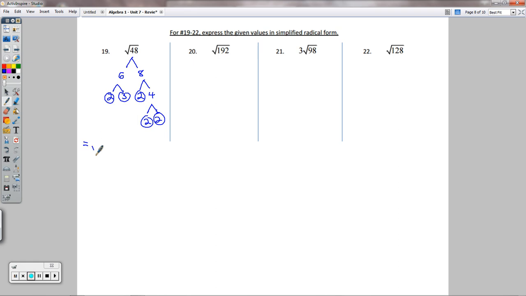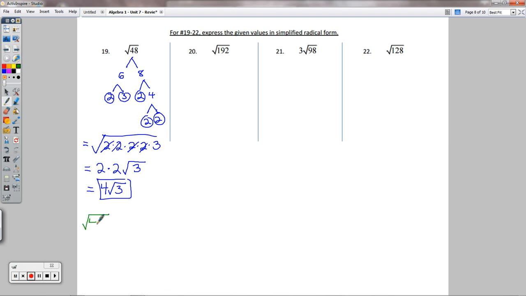So this would be the same thing as 2 times 2 times 2 times 2 times 3. Any pairs can come out. So there's a pair of 2s. The square root of 2 times 2 is 2. And you have another 2 times 2. So the square root of another 2 times 2 is another 2. And then there you've got 3. So 2 times 2, that's 4. The GPS way, I'll do that in green.